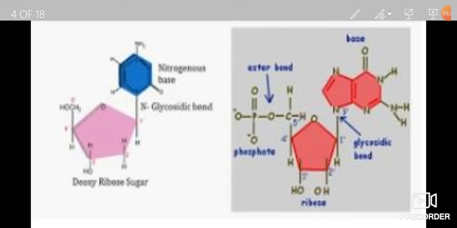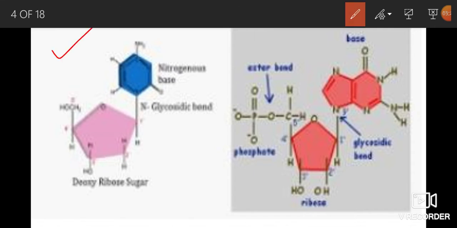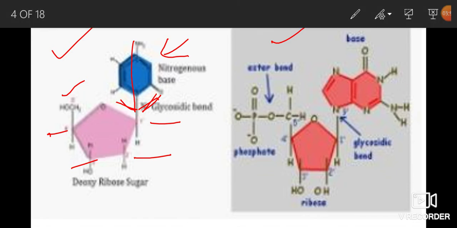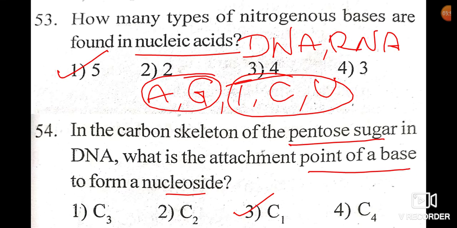See the picture, it belongs to nucleoside and nucleotide. This is the nucleoside and this one is nucleotide. So carbon 1, carbon 2, carbon 3, carbon 4 and this is the 5th carbon. And this one belongs to nitrogen bases. So nitrogen base is attached to first carbon. So the right option is 3. C1.